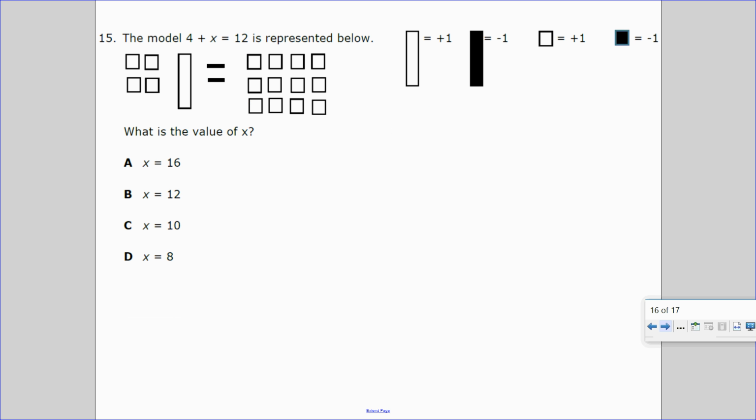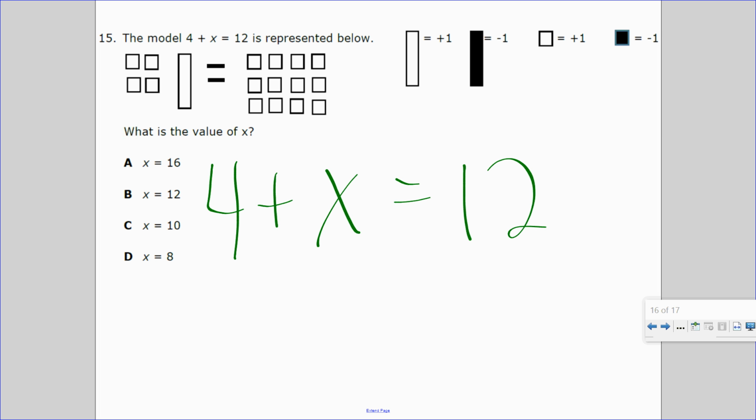And the last question. We have the model 4 plus x equals 12. Let's solve it through the model first. I need to isolate this x. What is the inverse? How can I cancel out positive 4? I draw 4 negatives. I draw it on this side. Balance it out. This cancels. These cancel. X equals 8. D. If you do not want to do it this way, I prefer solving the equation algebraically.